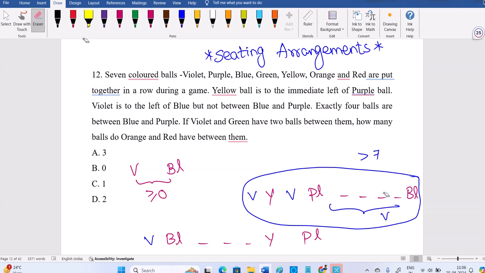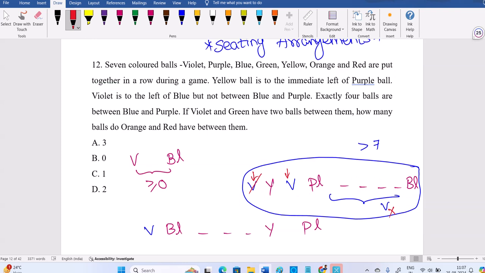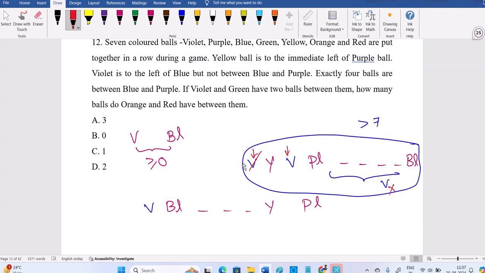Above one is wrong. There are two chances, exactly 4 balls between blue and purple. This one and this one. But this is wrong because violet should not be between blue and purple. If we take violet here, and we get this place or this place, we will get greater than 7. If we remove this also, we get greater than 7. We want only 7 balls, so that's eliminated. This is the outline structure.